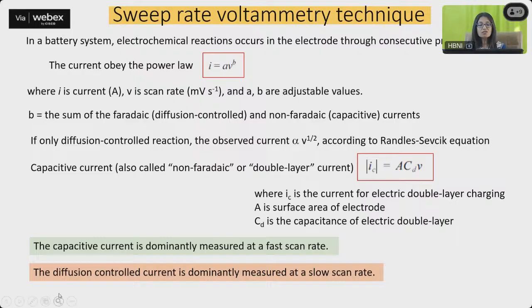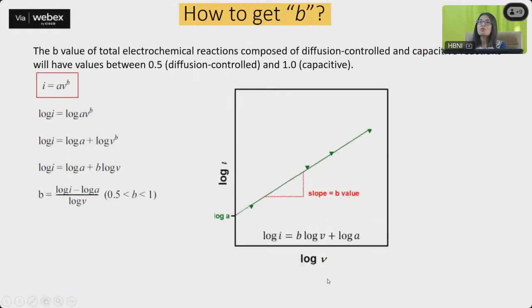Please understand this, all these different equations are just to give you a flavor of it. But otherwise, the capacitive current is dominantly measured at a fast scan rate. So when you're doing very fast scanning, you are actually finding out the capacitive current, and the diffusion controlled current you will dominantly measure at a slow scan rate. So that is why you are changing the scan rate and recording your CV for a lithium ion cell. So the B value of the total electrochemical reaction is composed of both of these. So you have both diffusion control and capacitive control.